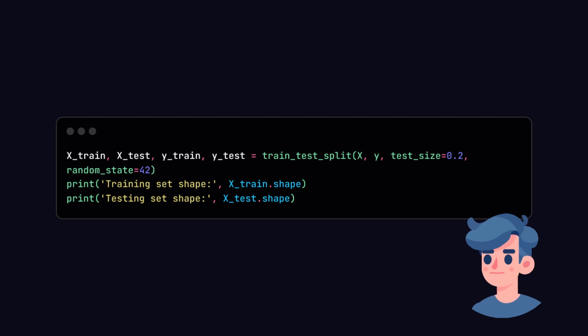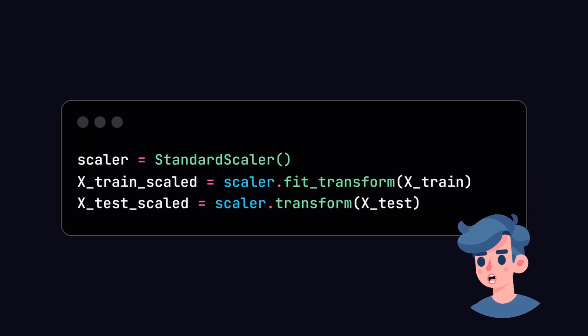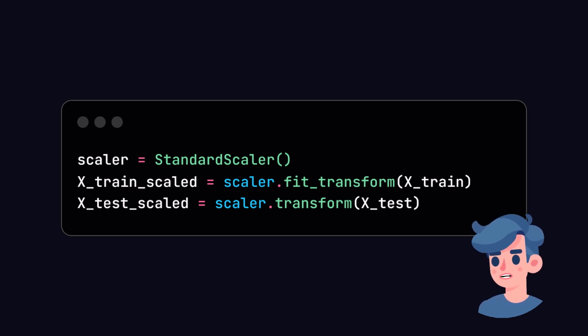Now, we will split our dataset into training and testing sets. This is important to evaluate the performance of our model on unseen data. It's often a good idea to standardize our features to ensure that they are on the same scale. This is especially important for logistic regression models. Let's scale our features using StandardScaler.